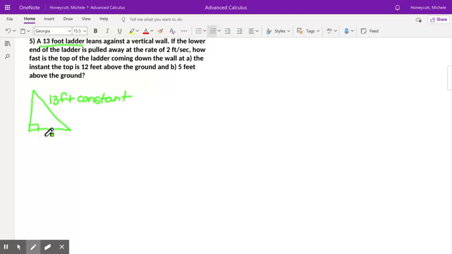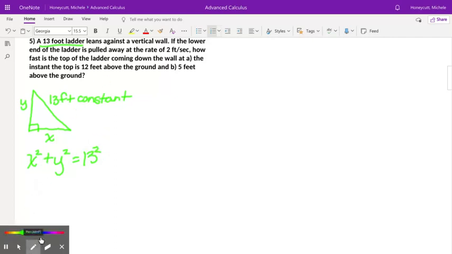So we need some labels here. Let's label the bottom x because it's a horizontal measurement, and the top y. If you look, we've got a right triangle, and I need a formula that's going to tie everything together. How about the Pythagorean theorem? So I can do x squared plus y squared equals 13 squared. I'm substituting in 13 because that 13 stays constant.